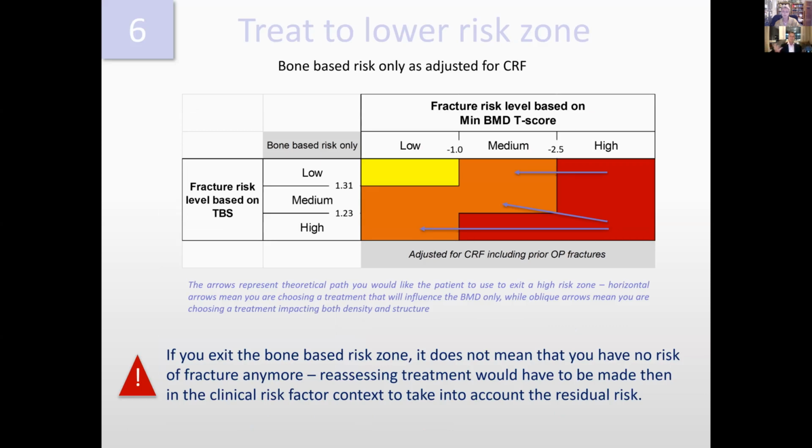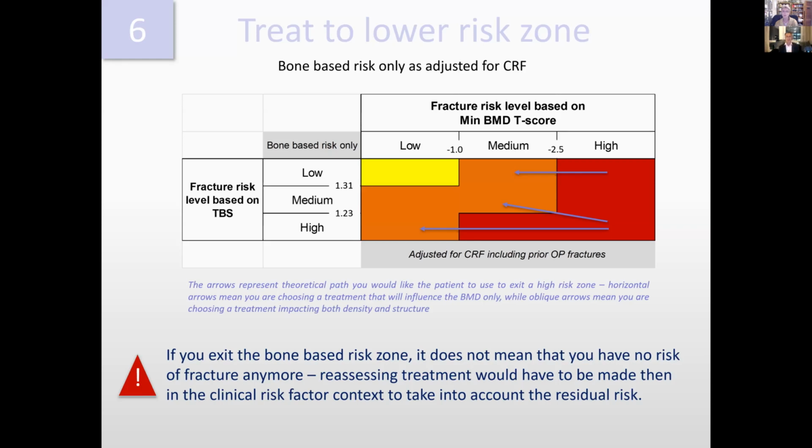And you can see it's not that simple. So that's why the doctor has to be really aware of all the different factors to take into account to make the best decision for the patient. Then down the road, you will follow up your patient over time. And what you want to do is just to treat to what I will call a lower risk zone, meaning that I want to reduce the level of risk to my patient.